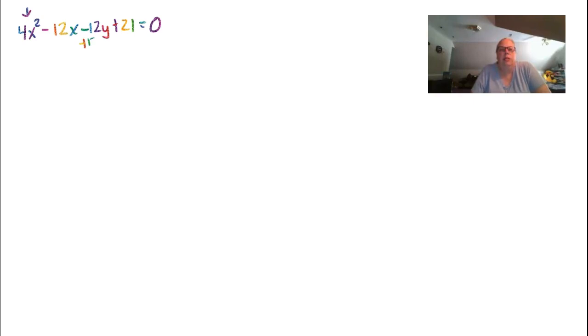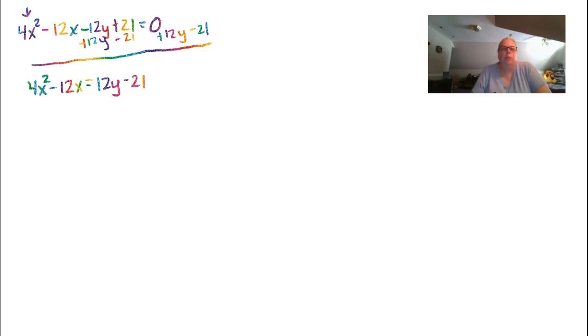So what I'm going to do is I'm going to take this 12y and the 21, and I'm actually going to move them over to the other side of the equation just for a moment. Actually, they need to be on the other side anyway for it to be in standard form. This is going to leave us with 4x squared minus 12x equal to 12y minus 21. Okay. Now, to complete the square, remember, this first coefficient has to be a 1, and it's not, so let's factor that 4 out. This is going to leave me with x squared minus 3x equal to 12y minus 21.